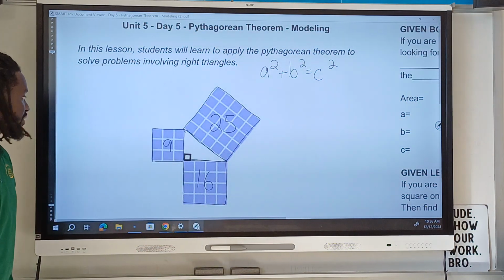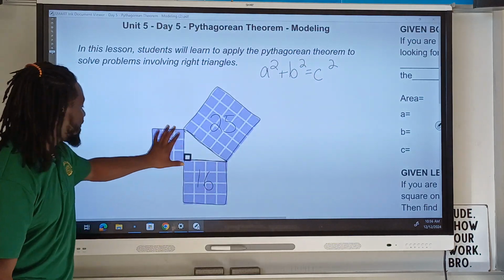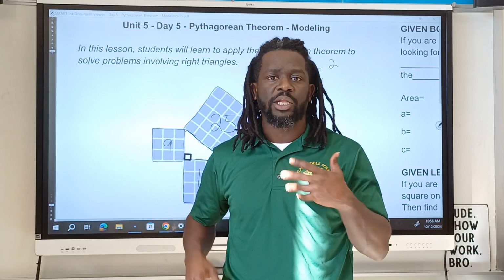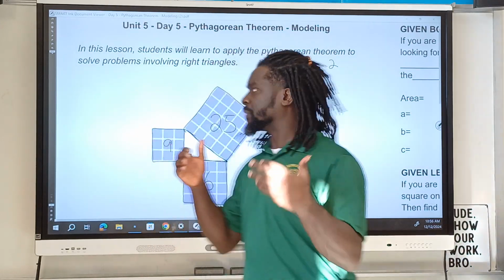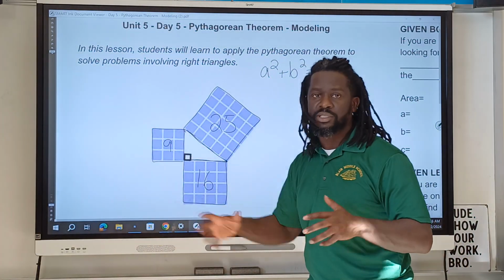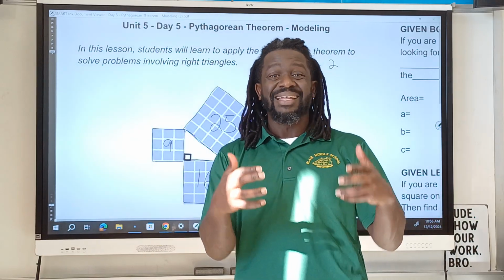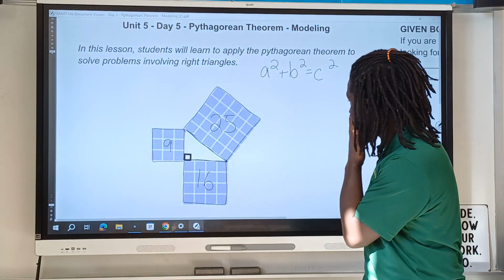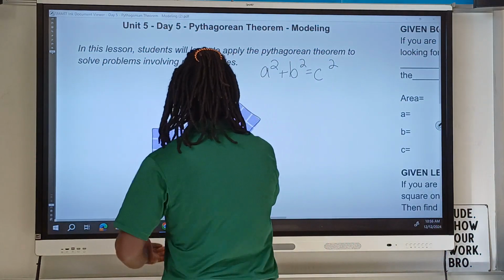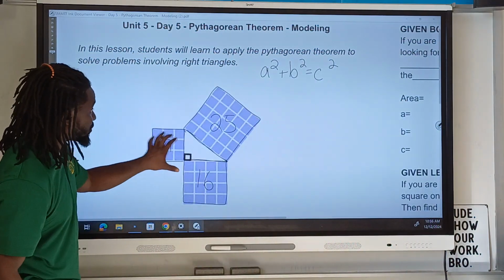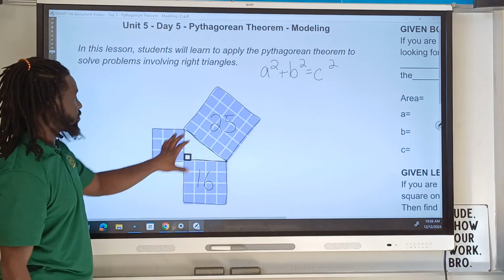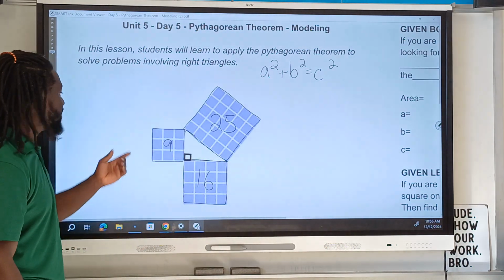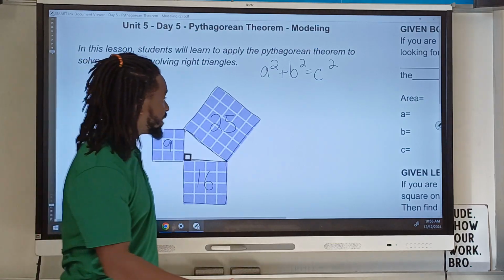There's 25 blocks there. Okay, and so if I'm given the area of each of the squares, my question to you, and that we're going to be discovering today, is, if I know the area of these squares, how do I find the length of each of the sides? Okay, well, we said that the area of these two squares equals that one, so I know it's going to be 9 plus 16, that's how I get 25.